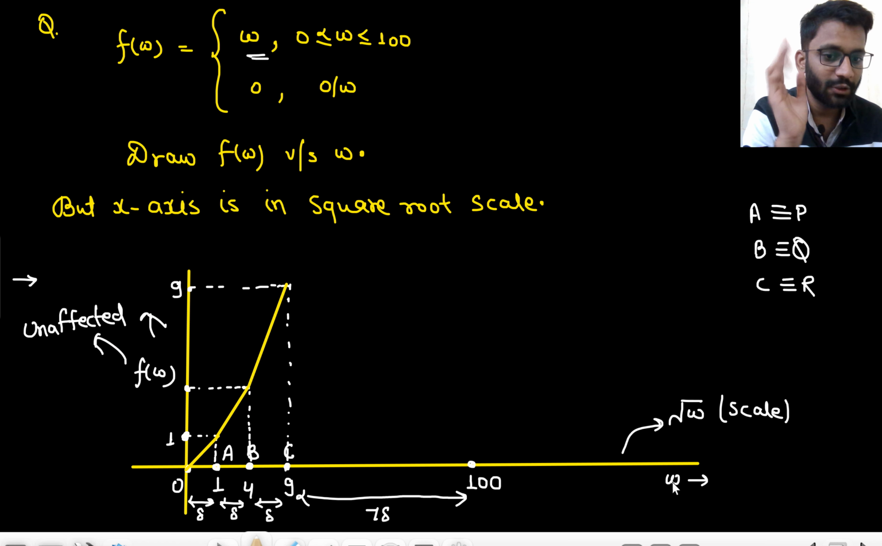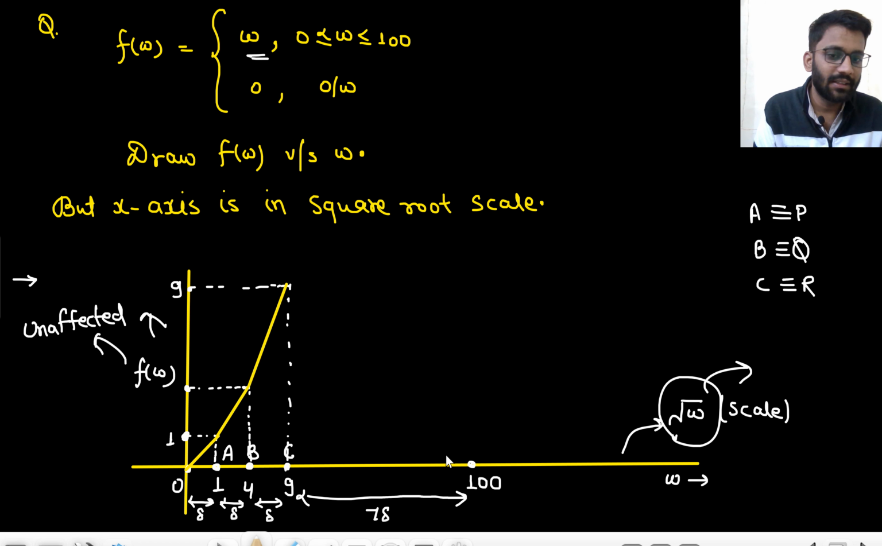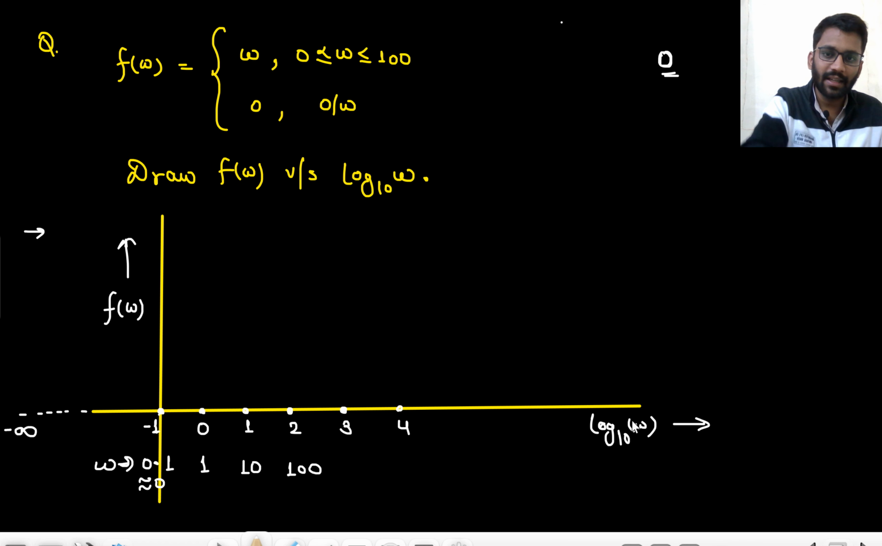But in this case, this axis was omega, so I was putting the values of omega only. These are the values of omega, but the scaling is square root scale. Because of the square root scale, this axis was thinking something else. If I am putting omega equals to 9, this axis was thinking 3 is applied. In this case, I haven't talked about the axis now. In the next question, I will talk about the axis. So currently I am putting the values of log tan omega only.